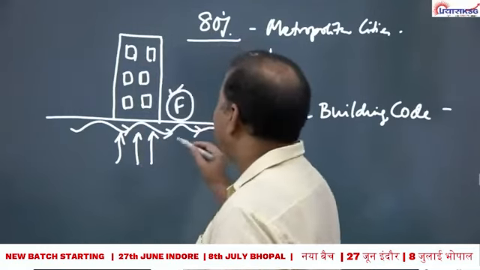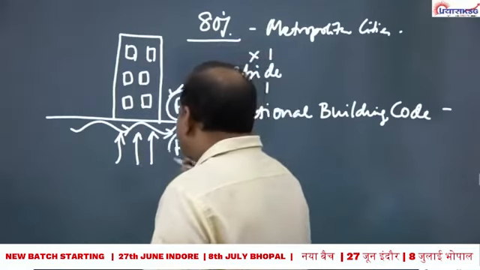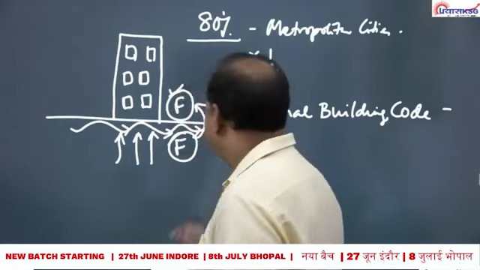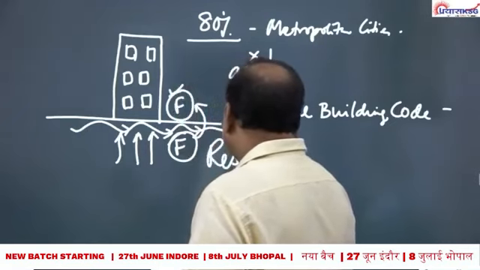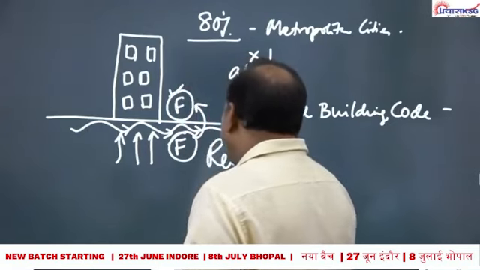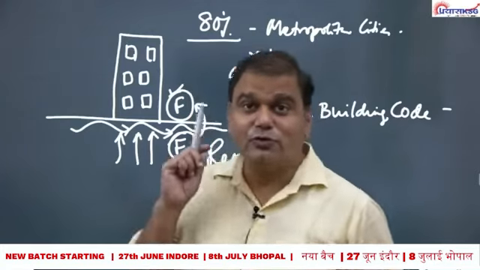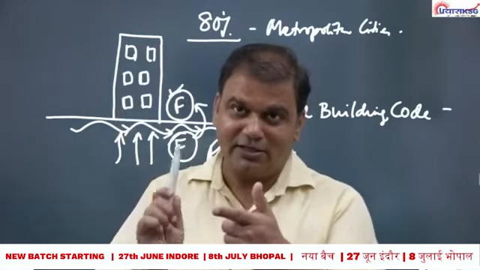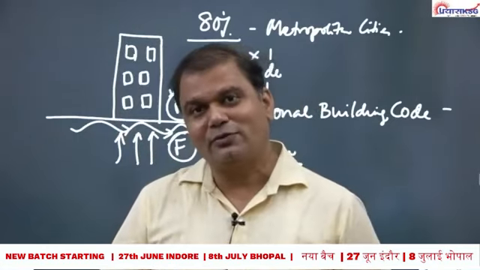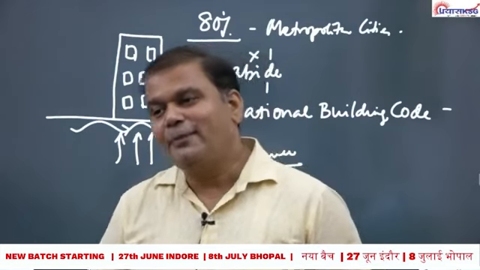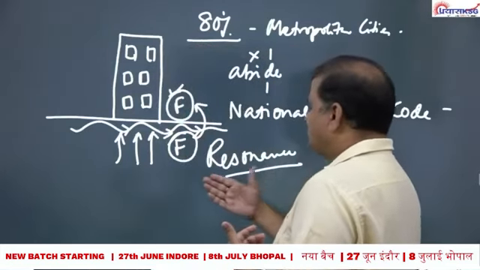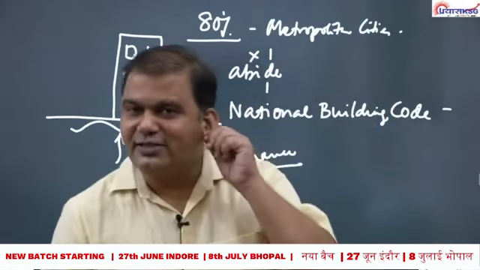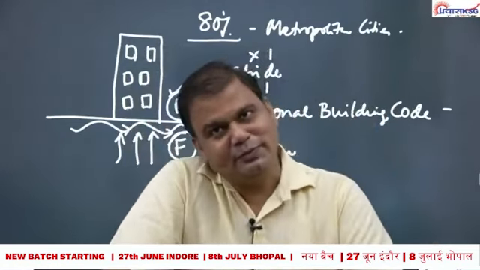And suppose the frequency of the seismic waves matches with the frequency of the building, then what will happen is that a resonance effect would be developed and the damage would be severe. In your school days, you have studied about resonance effect. You took a tuning fork and struck it in the sound chapter. So if the frequency of the seismic wave matches with the frequency of the building, then a resonance effect would be developed and this would be more damaging.